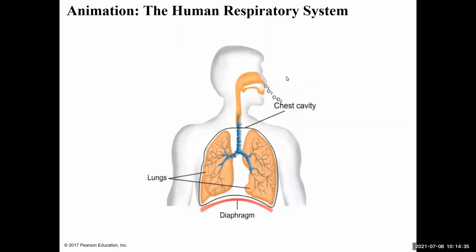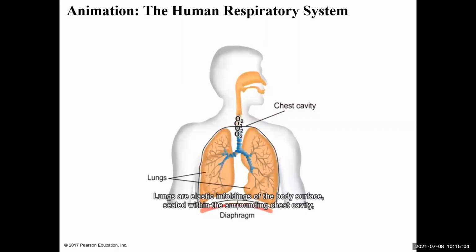All right, so welcome to our last video for the respiratory system module. We're going to first begin with a review animation, and then we'll jump into how the nervous system controls respiration, and then we'll finish up with some diseases that can occur in the respiratory system. Okay? So to begin with, we'll just start with this animation.